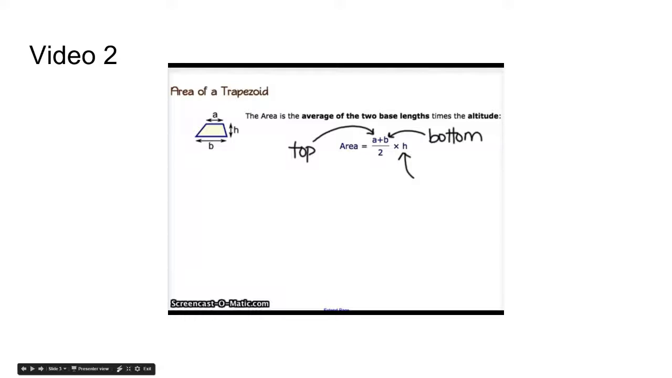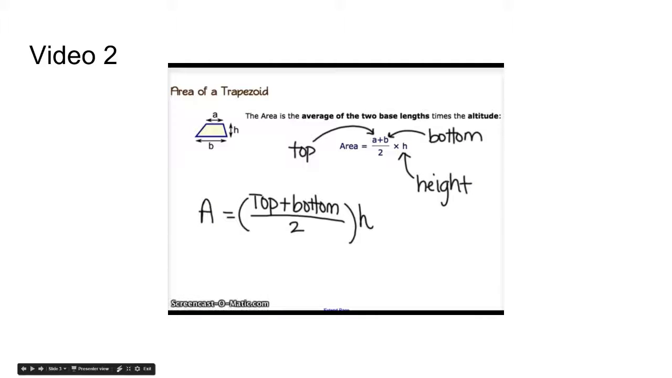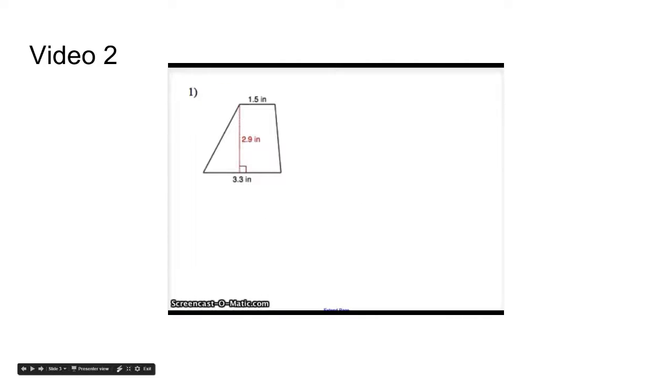H represents the height. So you can write it A plus B divided by 2 times H, or you can write top plus bottom divided by 2. And then you're going to multiply all of that times the height. So the area of the trapezoid. All right, we are going to do 5 examples.